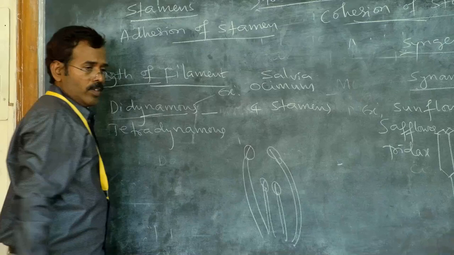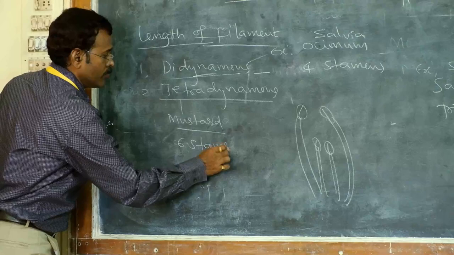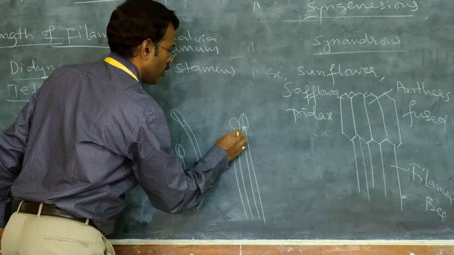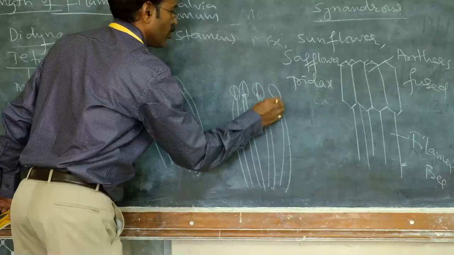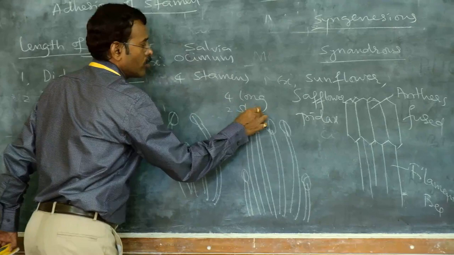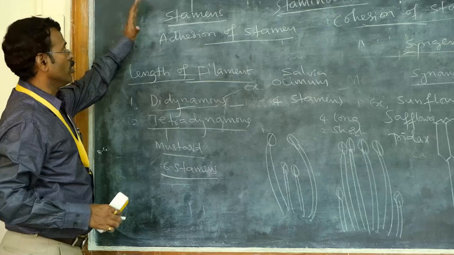Then tetradynamous condition, it is found in mustard. Six stamens will be there. Out of the six stamens, inner four are long and outer two are short. This is referred to as the tetradynamous condition that you find in mustard family, that is Brassicaceae. So this is about the length of the filament. So this is about the concept that is androecium.